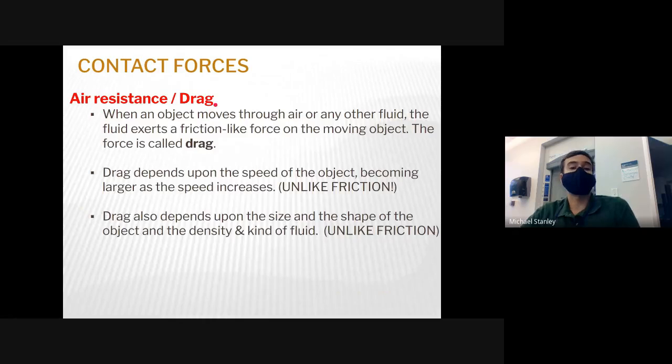So another type of contact force is, in physics, known as drag, but it also is called air resistance. So when an object moves through air or water or any other type of fluid, and in physics, air is thought of as having fluid-like properties, the fluid exerts a force kind of similar to friction on the moving object. So this fluid opposes the motion of that object. And we call that force drag.